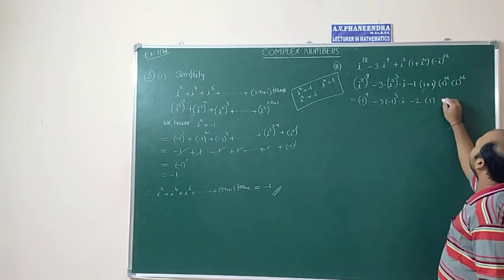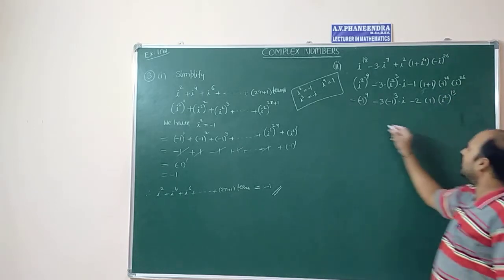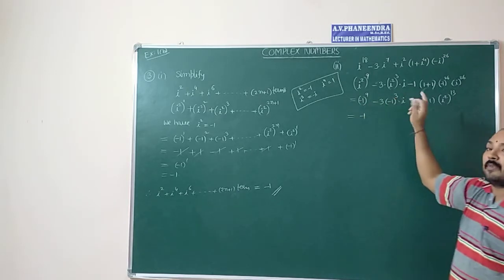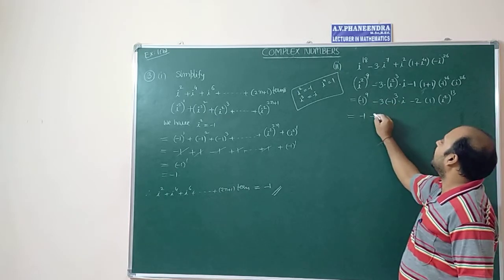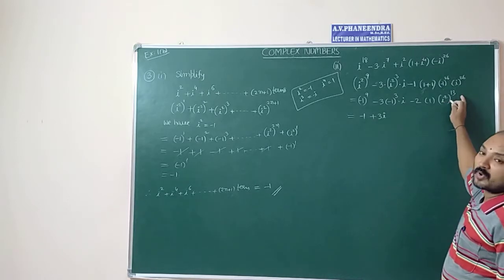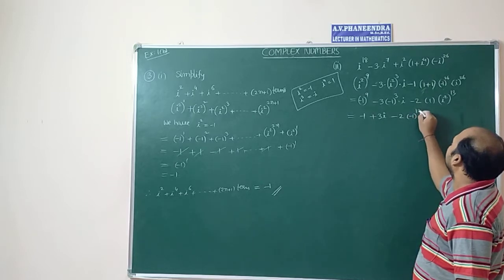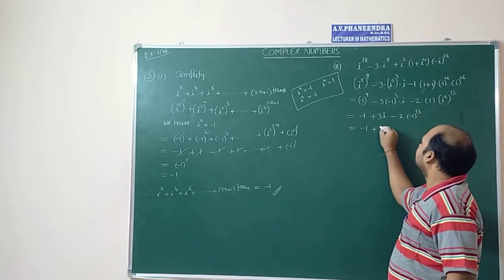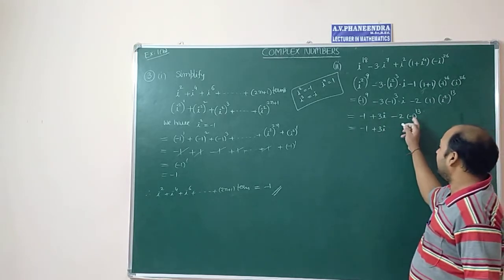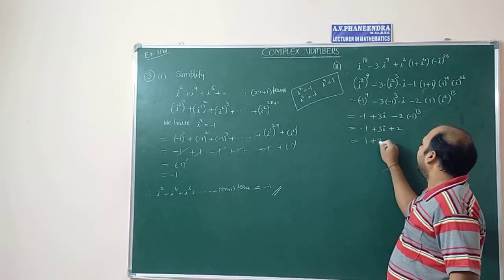i power 26 can be written as i square whole power 13. Again i square is equal to minus 1. So minus 1 whole power 9, odd number of times, minus 1 whole power 3, minus 1. Minus into minus plus 3i into i, 3i. i square minus 1 whole power odd number of times, minus 2 into minus 1 whole power 13, which is equal to minus 1 plus 3i. Minus 1 whole power 13 is odd number of times, so minus into minus becomes plus. So 2 minus 1 is 1, 1 plus 3i.